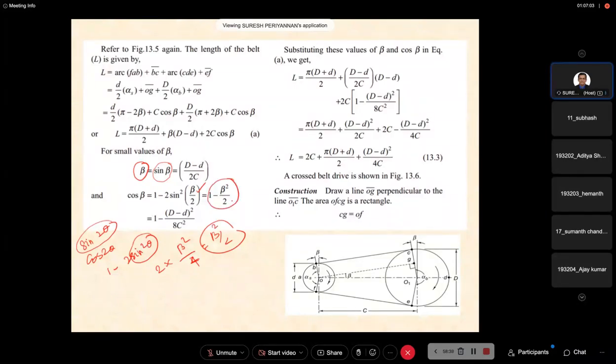Then substitute this 1 minus beta squared by 2 wherever this value appears in our earlier equation. Beta is nothing but D minus d by 2C, substitute here. Finally we get the open belt length. This is the final equation. Length of the open belt is 2C plus pi into D plus d by 2 plus D minus d whole squared divided by 4C. Very simple, it's not a difficult one.